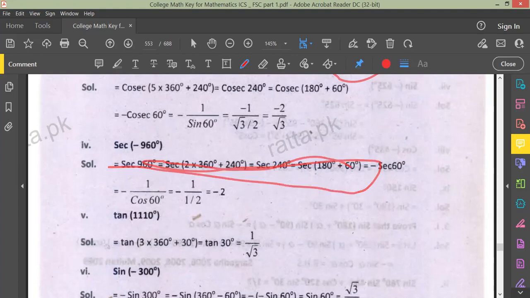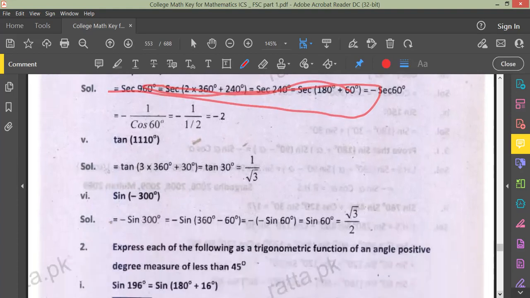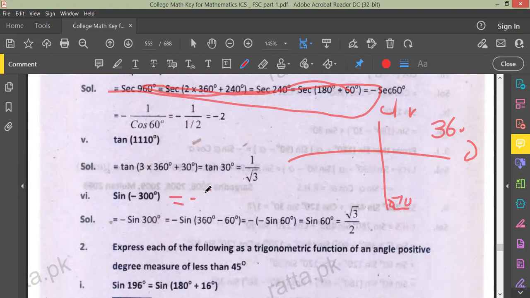Similarly, 1110 you can also write in multiples of 90. As this is minus 300, you can take it as 0, 90, 180, 270, and this is 360. So this is 270. You can write it as minus sine of 270 plus 30.